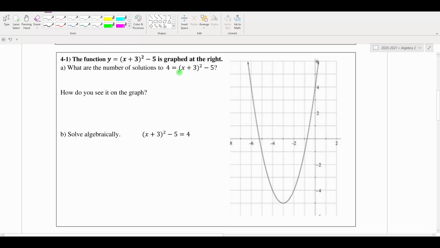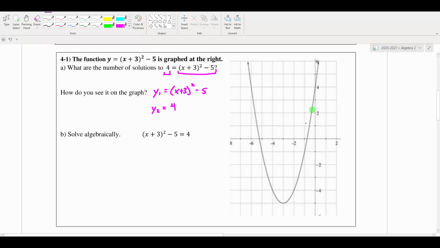So the strategy is like this. We're going to take the right-hand side of the equation, call it y1, and graph it, which I've already done. So we take (x plus 3) squared minus 5 and graph it. Then we take the left side of the equation, which is just a 4, and call that y2. We say y2 equals 4, and graph this. So we graph the right-hand side and the left-hand side simultaneously.